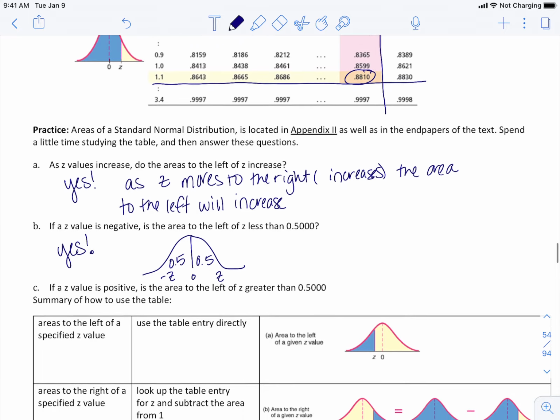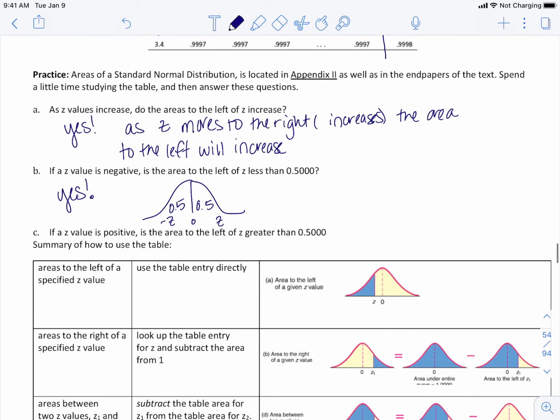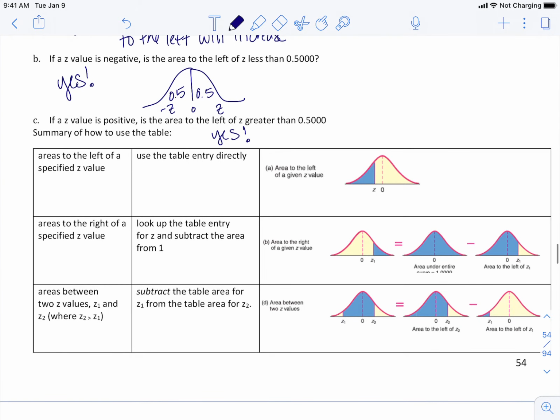All right, if a z value is positive, is the area to the left of z greater than 0.5? This answer is yes as well, because if we're in that positive range, we know we have more than half, so it will be greater than 0.5. So here's a summary of how you use the table. For areas to the left of a specified z value, we use the table entry directly. Here's our z value, and it represents this area to the left, so we use it directly.